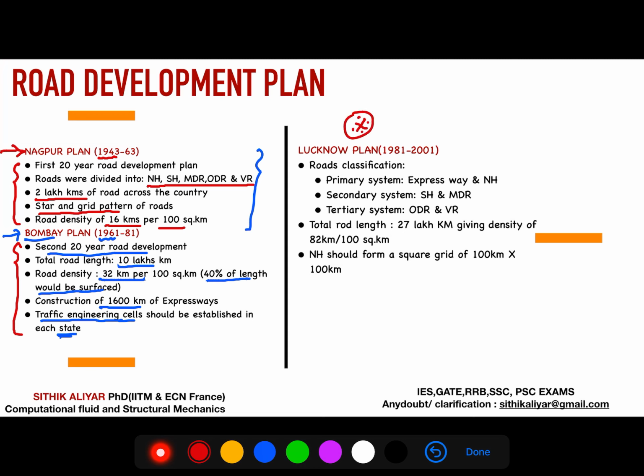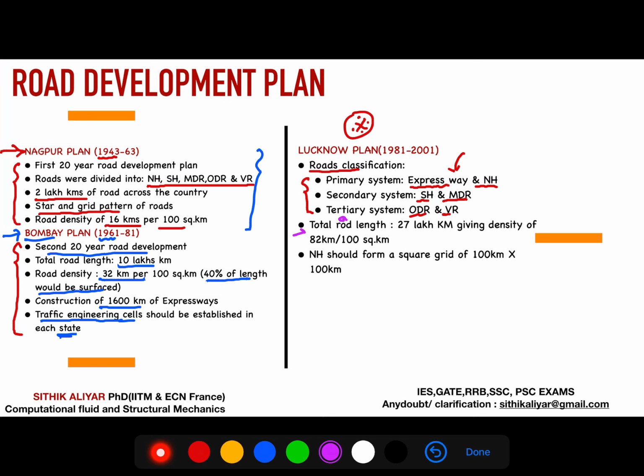This was the finally recorded 20-year road development plan, and in 1981 they classified the roads in a slightly different way, as primary, secondary, and tertiary systems, because they wanted to introduce expressways inside the road classification. Under primary, you see, they have expressway and national highway. Under secondary, they have state highways and MDR, ODR, and VR. The only difference is that expressway is included.